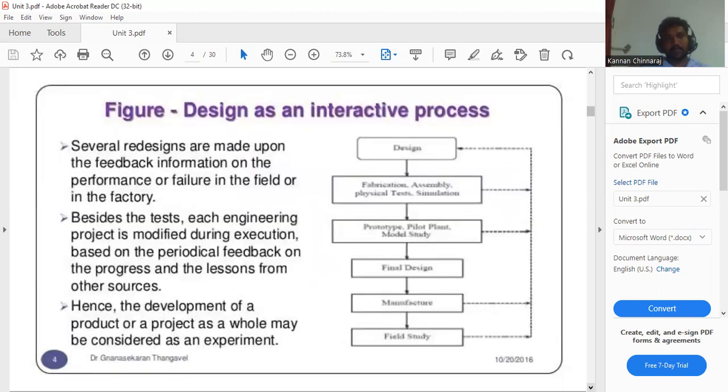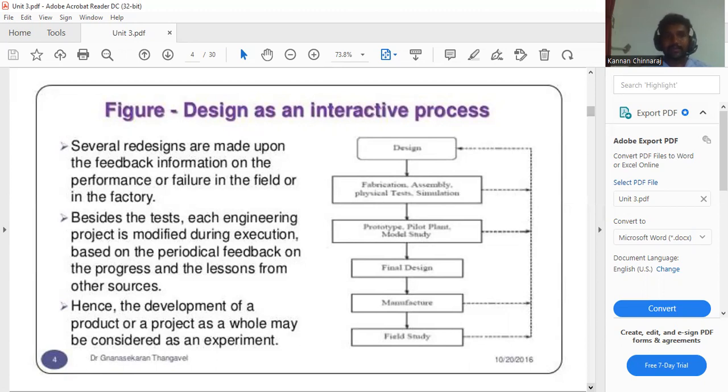This is the flowchart of engineering experimentation. First one is design. Second one is fabrication, assembly, and physical test, simulation test, and so on. Third one is to make a prototype, pilot plant, model study. Fourth one is our project final design. Finally, manufacturing the project, and almost at the end, we go to field study.